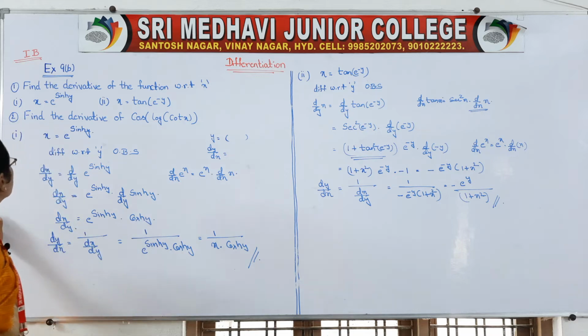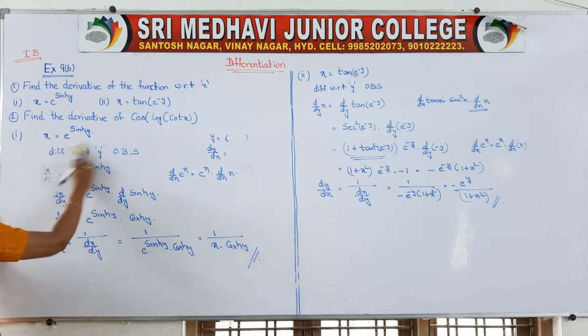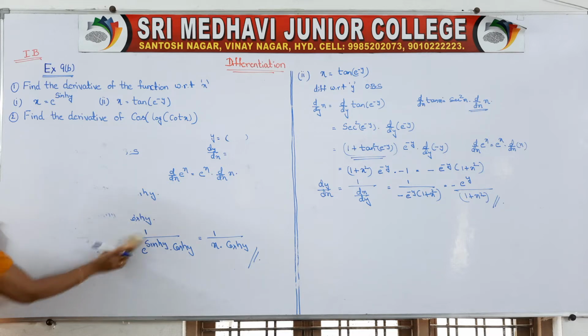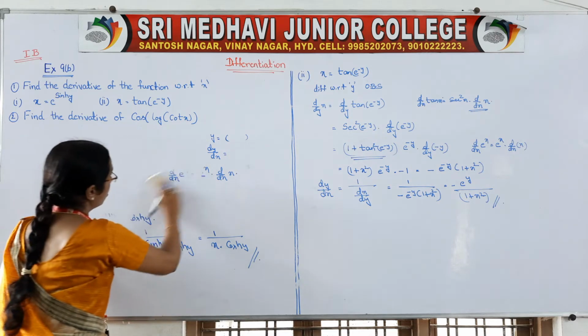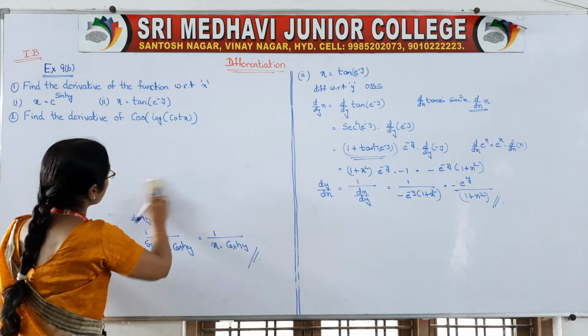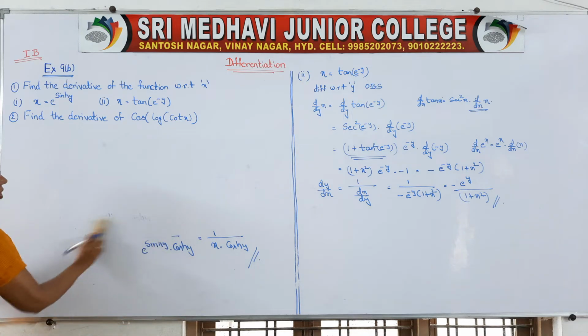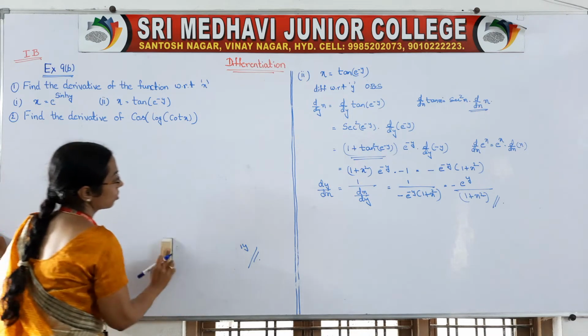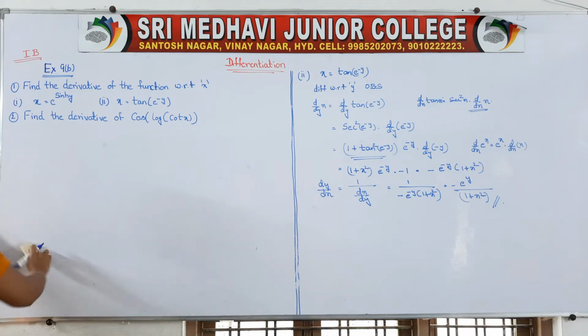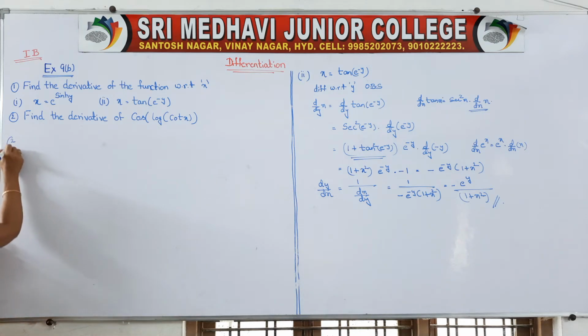Now come to the third question. What is your third question? Find the derivative of cos of log of cot x. That is the derivative of the function. So come on, now we can take this one, the second one. Find the derivative of this function.